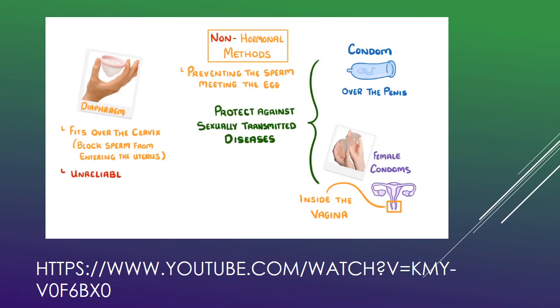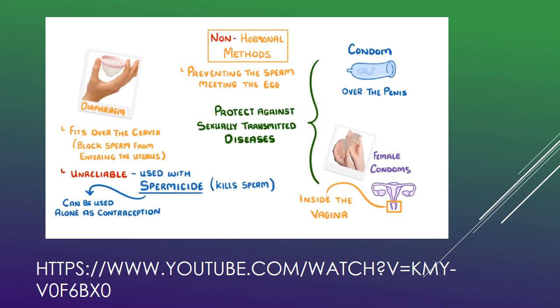Unfortunately, it's not that reliable though, so it has to be used with spermicide, which is a substance that kills sperm. Spermicides can be used alone as a form of contraception, but they only work around 7 out of 10 times, so they're not really that good.